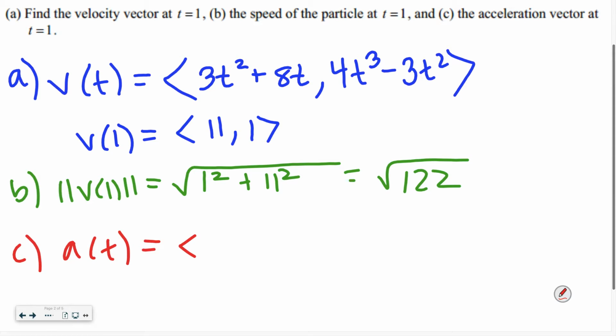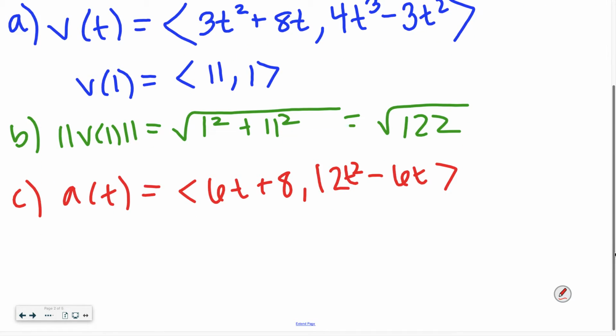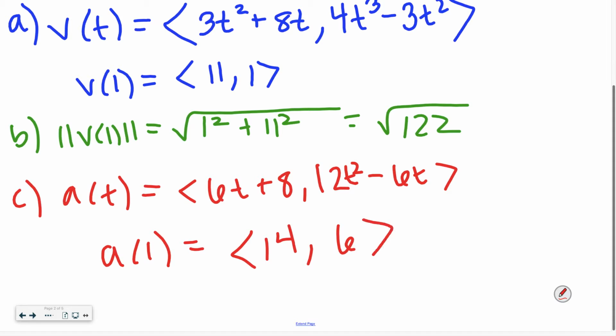Okay. Haley, what would our acceleration vector be? 12t. Yep, forgot my t. Okay, good. So our acceleration vector at 1 would equal 14, comma 6.